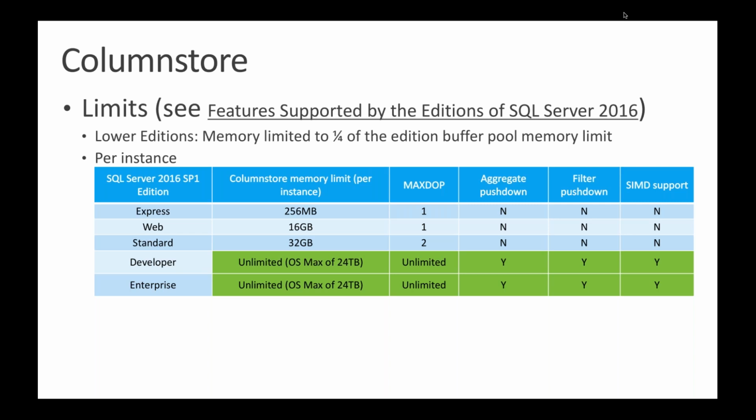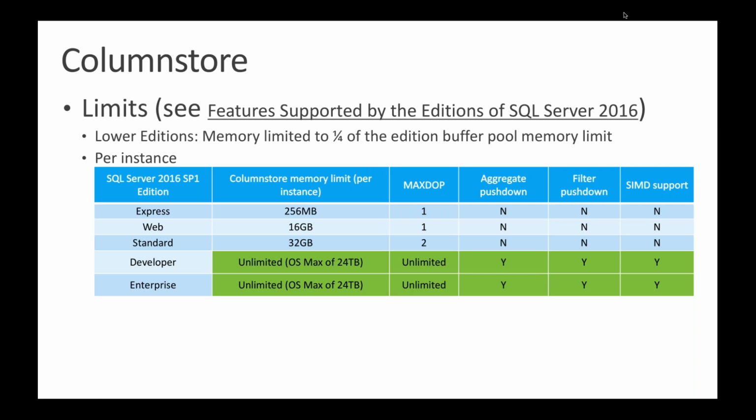There's a memory limit associated with this, and this is twofold. Column store uses its own cache, so it's separate from the buffer pool. So you have a memory limit of 32 gig per instance in this case, not per database. Also, you have a max degree of parallelism of 2 with Standard Edition. If you're using Enterprise Edition, MAXDOP will scale. This says unlimited, but realistically it will only scale to 64. Aggregate pushdown is not available, but string filter pushdown and SIMD, which is a special type of CPU instruction, are also not supported in Standard.